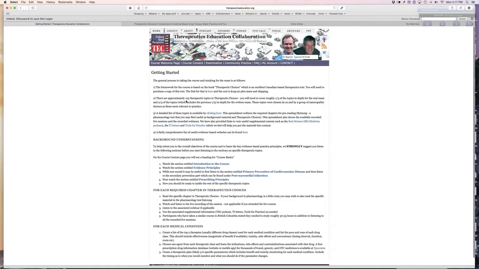And in that book, there are approximately 125 therapeutic topics, and you'll need to cover about a third of them in depth for the oral exam, and we'll talk about that in a minute, and two-thirds of the topics, which includes the previous third, in depth for the written exam. And all of those are outlined in a spreadsheet that you guys will have access to.